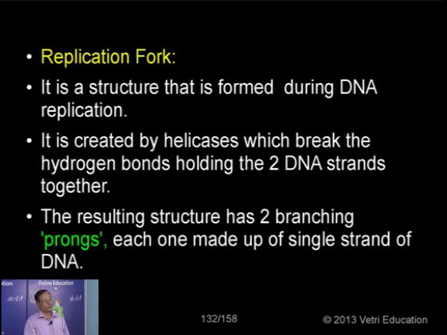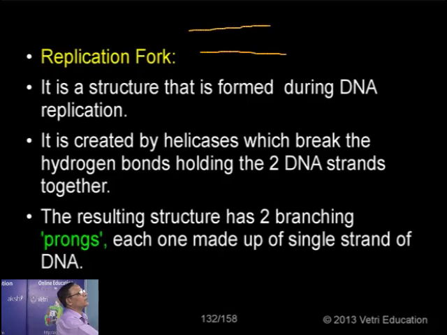Now what is a replication fork? As I mentioned earlier, it is a structure that is formed during DNA replication. And how is it created? Normally it is created by the enzyme helicase. The helicase acts in this manner so that the replication fork is formed with the two prongs. It is created by helicase, which breaks the hydrogen bonds between the two strands of DNA, the bonds responsible for holding the two DNA strands together. The resulting structure is called the replication fork with the two prongs.